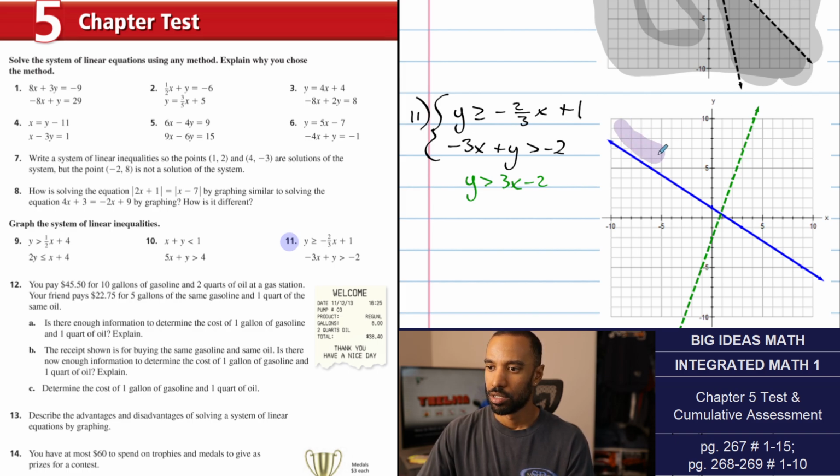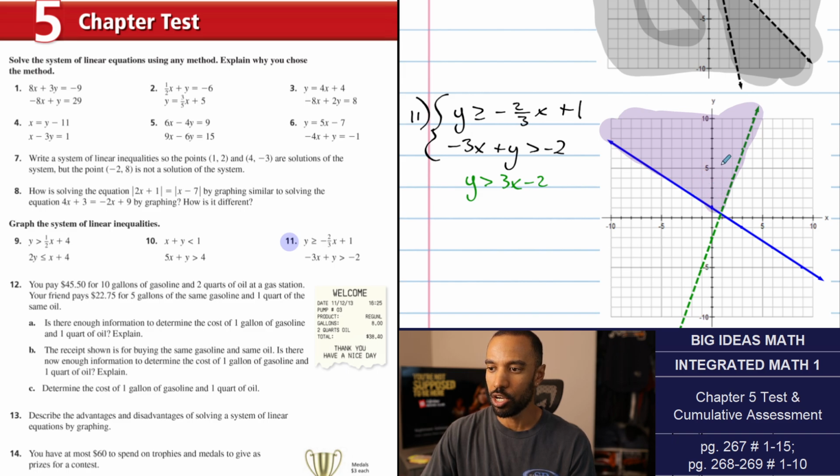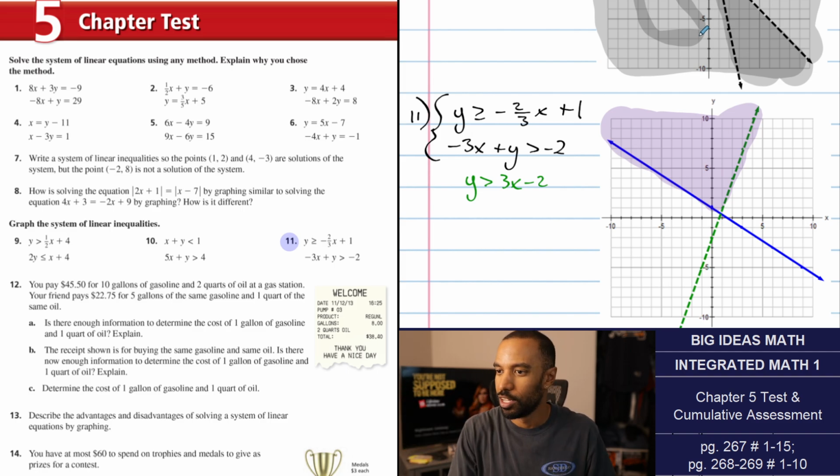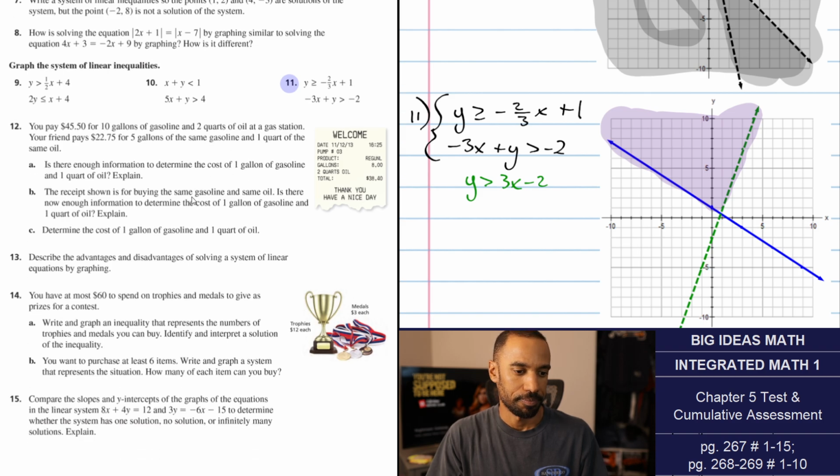So, this guy. What is two thumbs and an overlapping shaded region of the system of inequalities? This guy. Yeah. All right. So that's number 11.